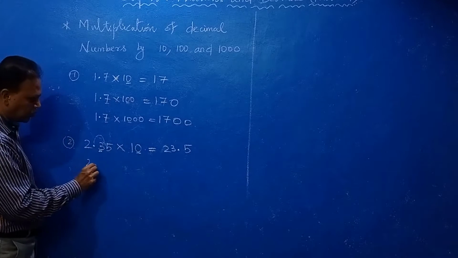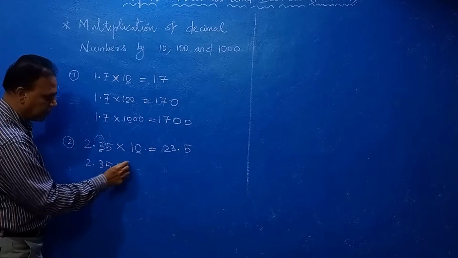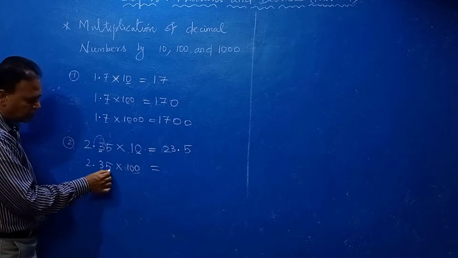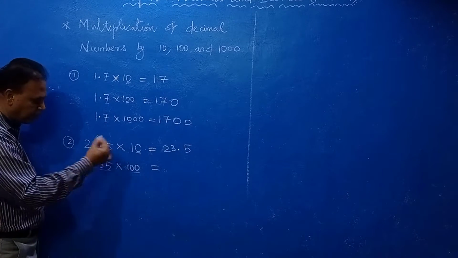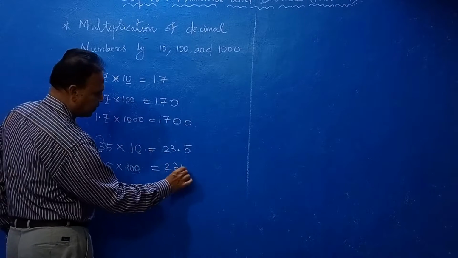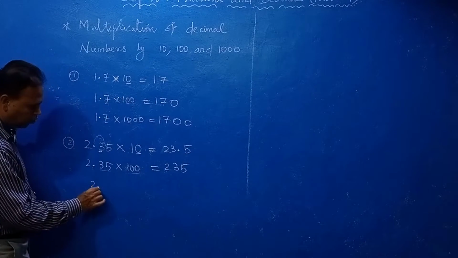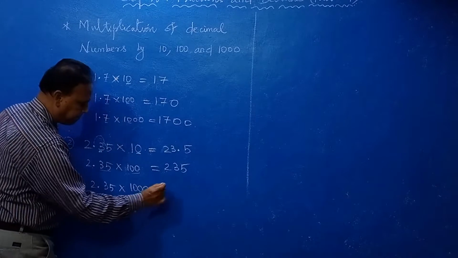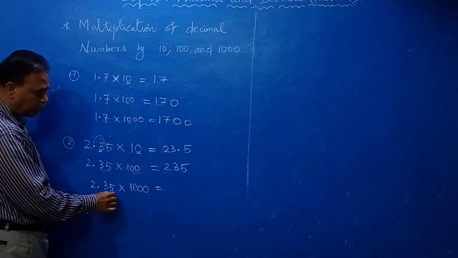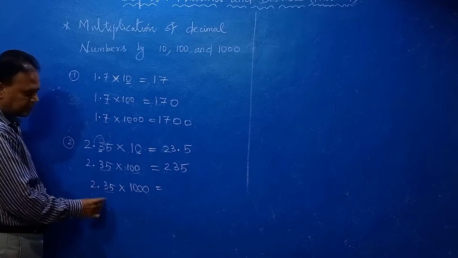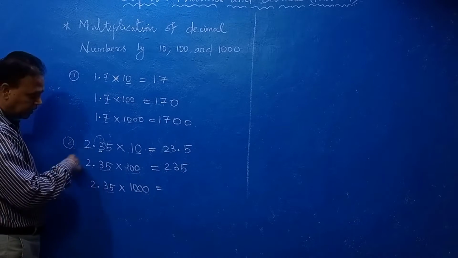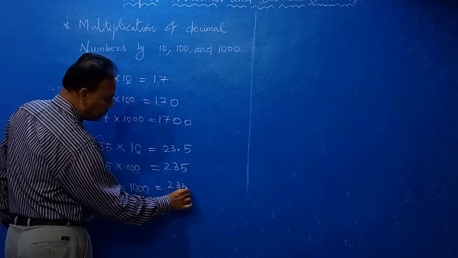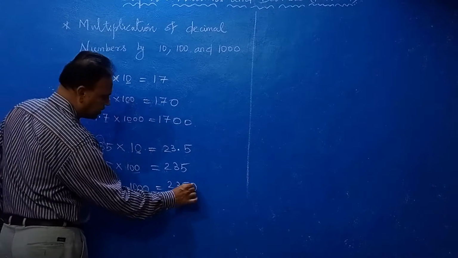Now you see 2.35 into 100. Here two digits are there after the decimal, so you can remove the decimal, that means 235. Now 2.35 into 1000. Here two digits are there, so you can remove the decimal, but one more digit is left out. That means 235, then this 0 you write as it is.